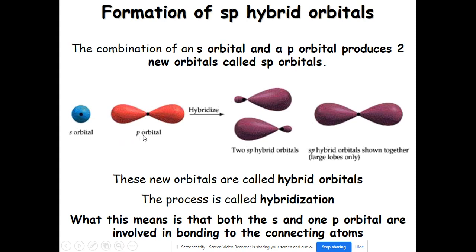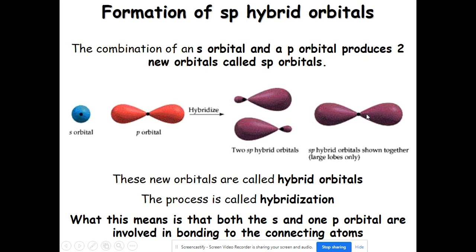So the first type of hybrid orbital is an sp hybrid orbital. And here we're combining an s orbital with a p orbital to make two sp hybrid orbitals. So they are each like with a little lobe and a large lobe. And when they overlap in space, they allow us to form a linear bond angle. So 180 degree angle. So these are hybrid orbitals. This process of forming these is called hybridization. And this allows us to get a linear molecule.